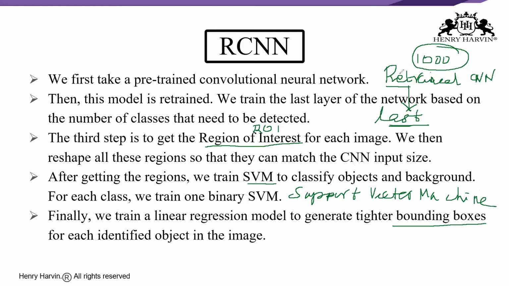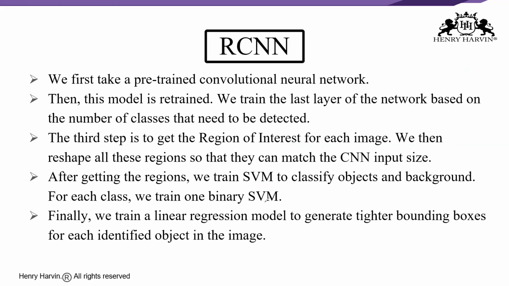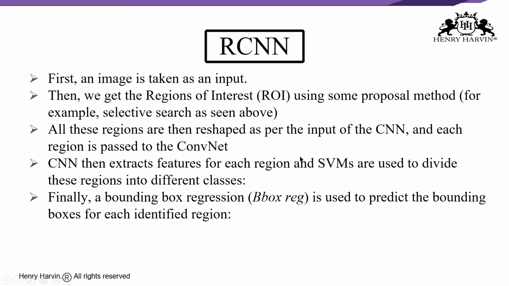So first, we are choosing a pre-trained model. We are retraining the last layer of the model. We are identifying the region of interest. Then we are going ahead with the SVM to classify the objects. Then finally, we are making a linear regression model to find the bounding boxes for each identified object. Clear with that? So this is what we have to understand over here.